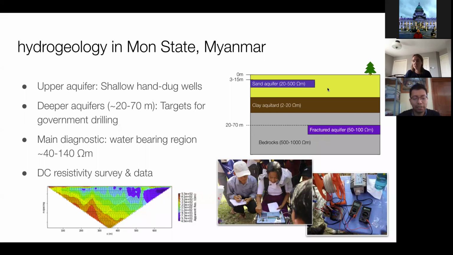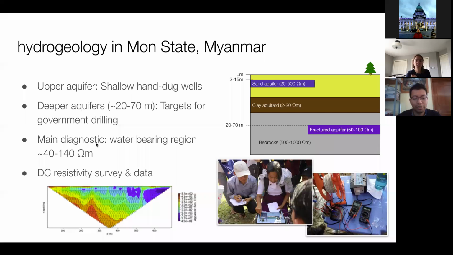It just depends on what the resistivity of this host sand is. But the deeper aquifers that we're really interested in are in a resistive bedrock, and they tend to be slightly more conductive than the background. And so overall, what we're going to be looking for is that the water-bearing regions in Myanmar tend to have a resistivity of about 40 to 140 ohm meters.